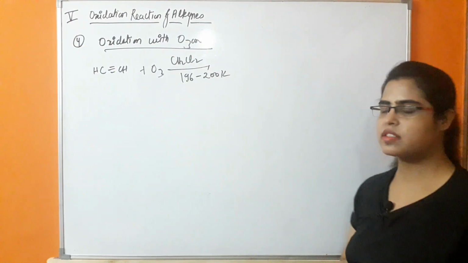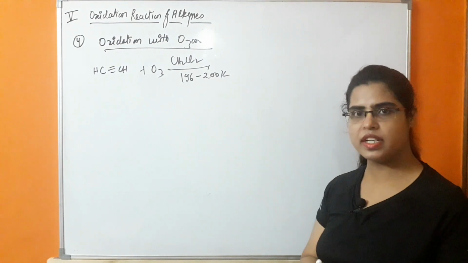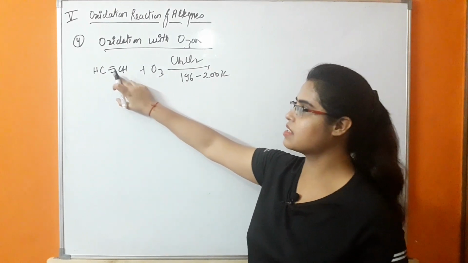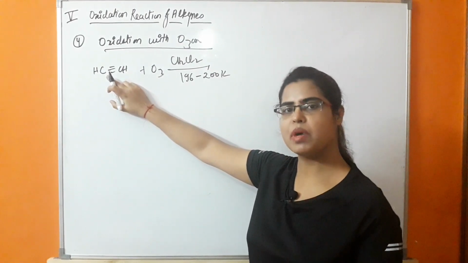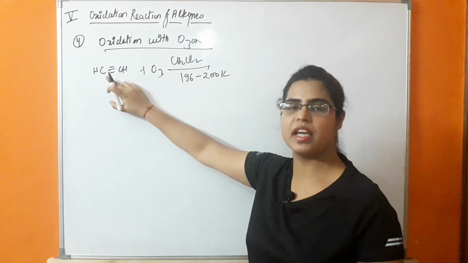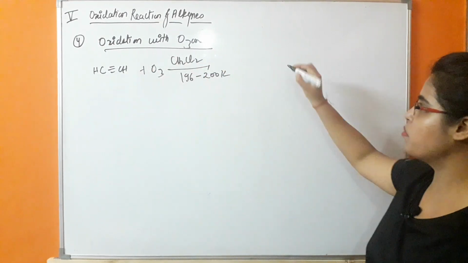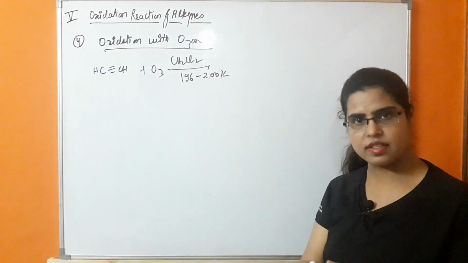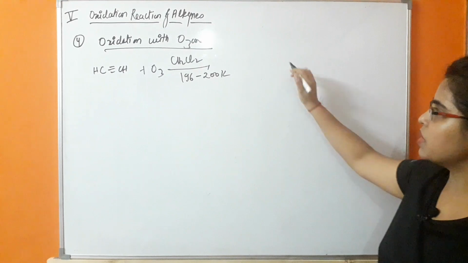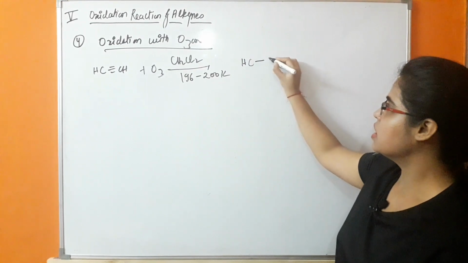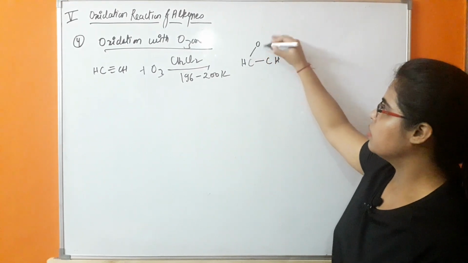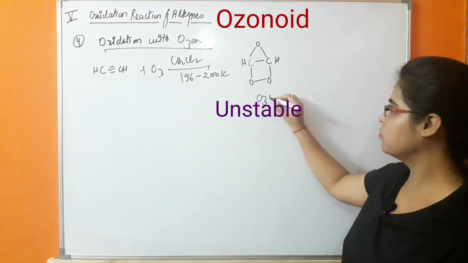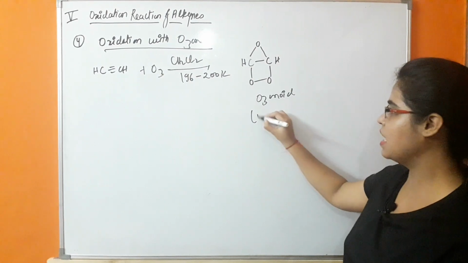So what is happening in this case? There is formation of ozonoid by cleavage of this triple bond. But in this case, the single bond, that is the sigma bond, will remain intact. Only pi bonds are cleaved. So there is formation of ozonoid, and you know that ozonoids are unstable and explosive. So there will be formation of CH, single bond CH. This is ozonoid, and this is highly unstable.